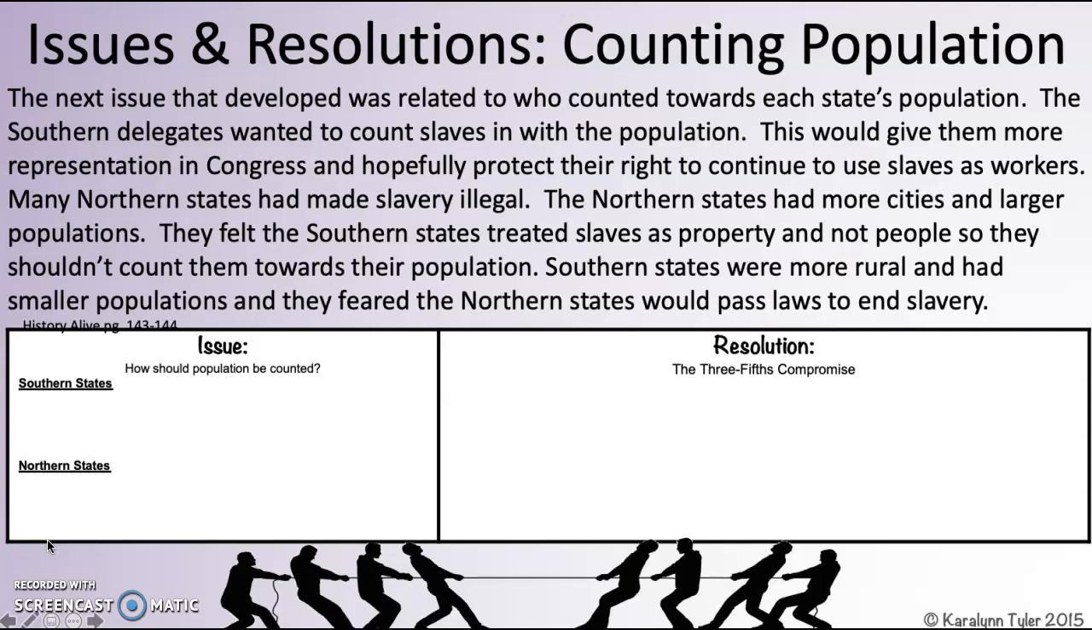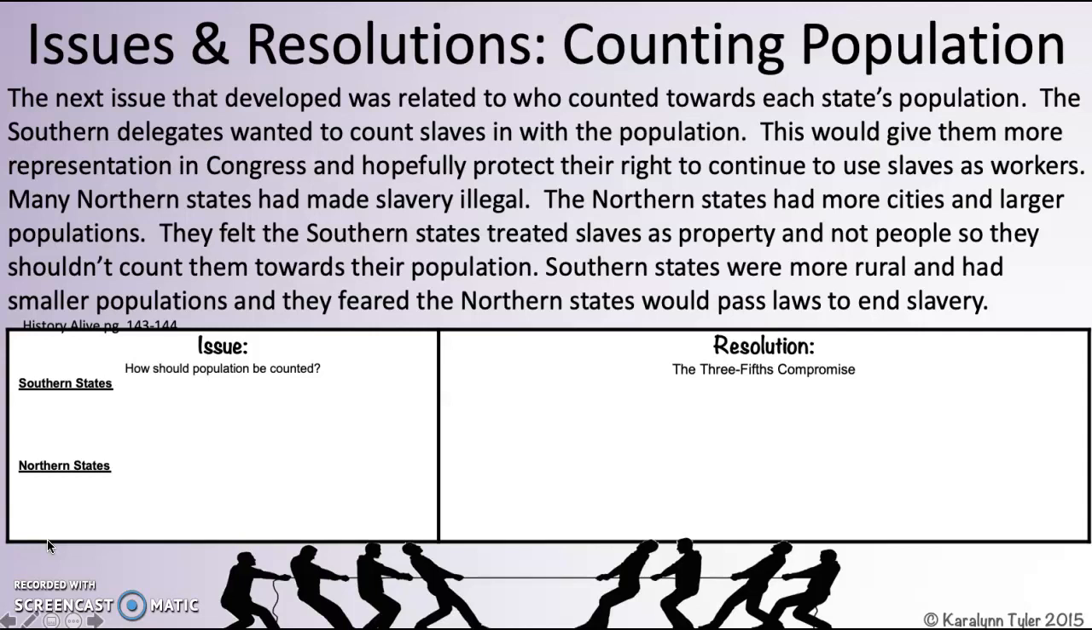Many Northerners, some of whom were even at the Continental Congress, like Ben Franklin, considered themselves to be abolitionists, and they wanted slavery to be abolished. And so they didn't like this plan at all. They thought that if the Southern states treated their slaves as property and didn't recognize them as people with full equal rights, then they shouldn't be able to count them towards their population.